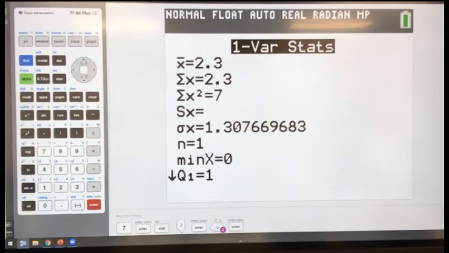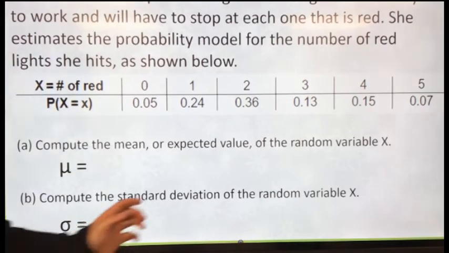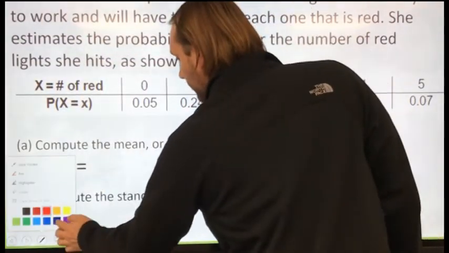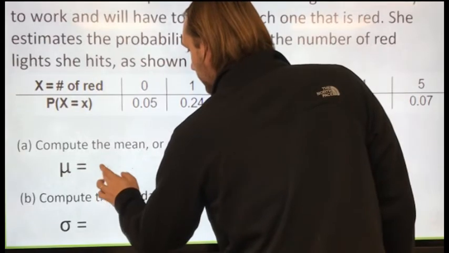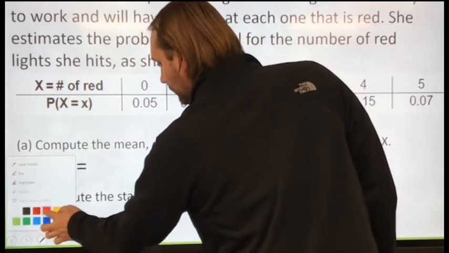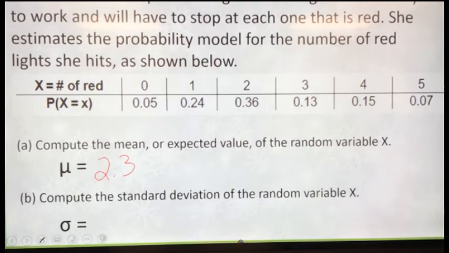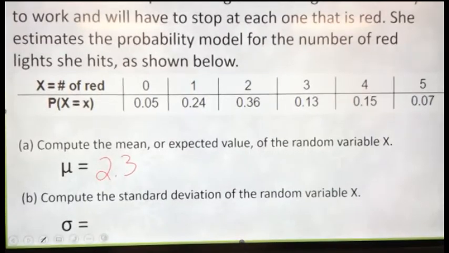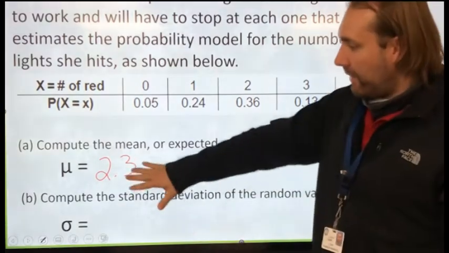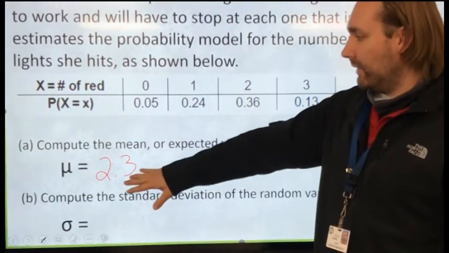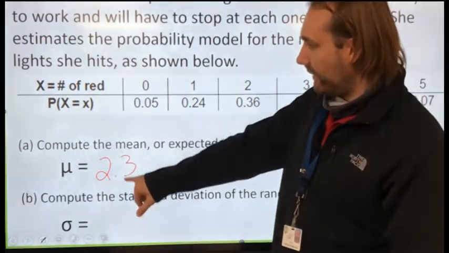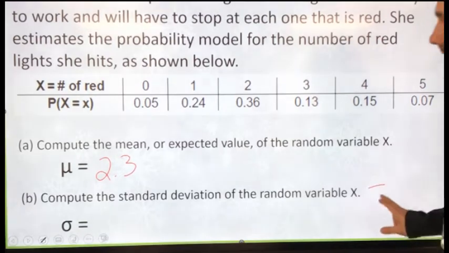So what is my expected value? Very good, 2.3. Which means what? What does that mean? I got an expected value of 2.3. What does that mean, as far as this problem? Stats is no good with numbers. You have to interpret the numbers and what they mean. So what does 2.3 mean? Okay, very good. I'll probably hit about 2.3 red lights. We'll basically round it. I'll probably hit about 2 red lights. Very good.